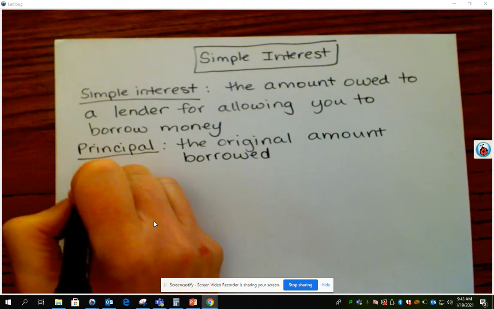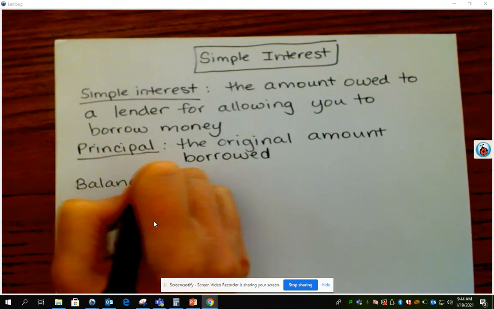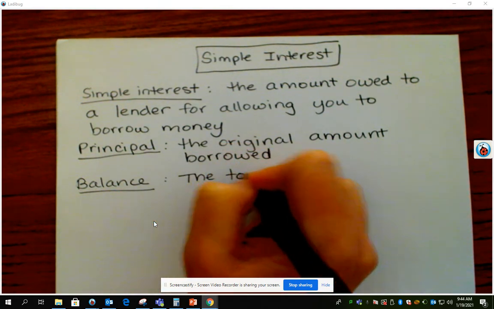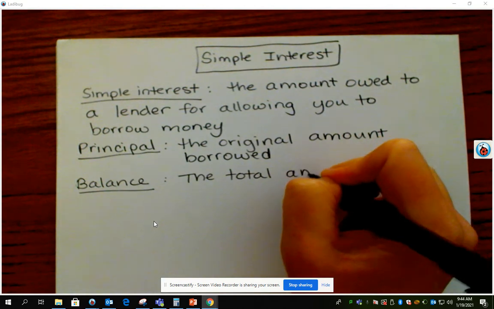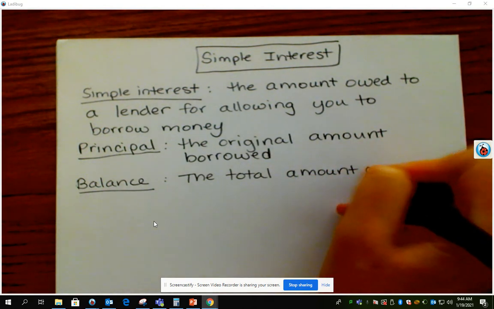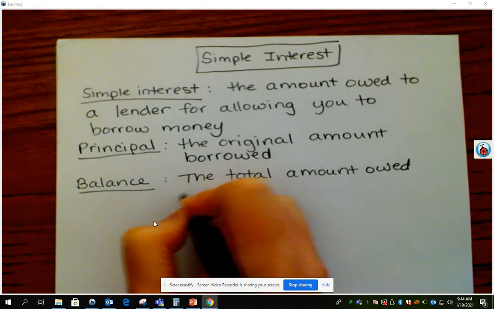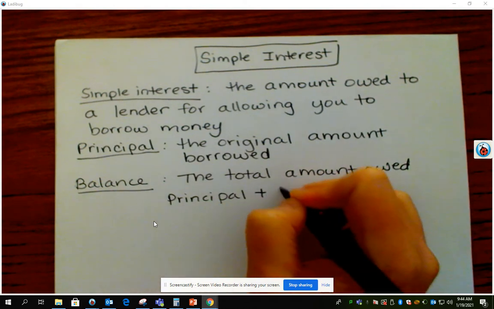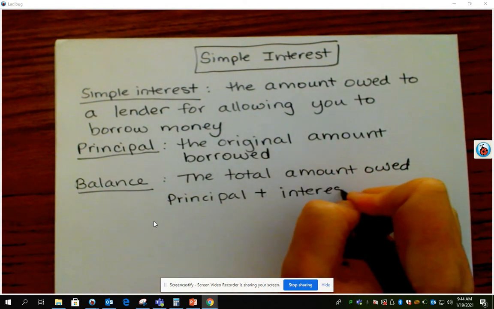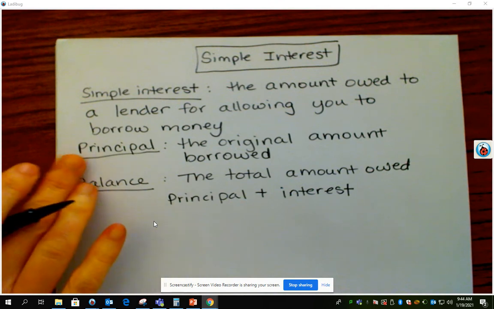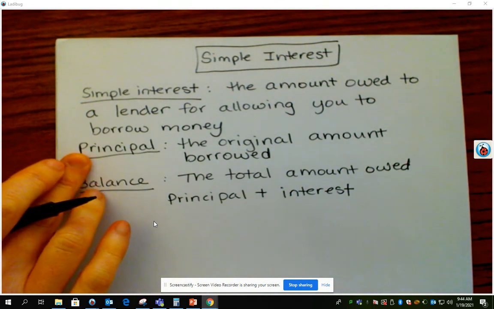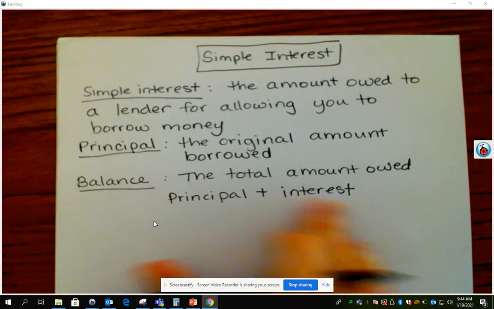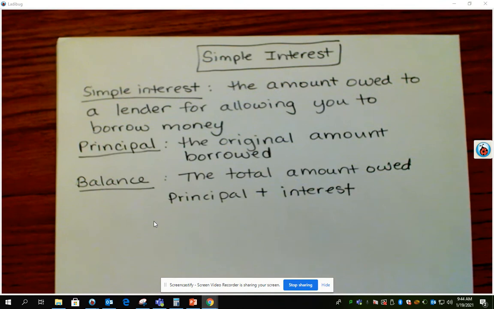Okay? Now the balance of a loan is the total amount owed. And that is simply the principal, the original amount, plus the interest, what you're paying for borrowing the money. So when you want to borrow money, you have a principal amount that you need. They're going to charge you interest for lending you the money, and the balance due is both of those things, the money you borrowed plus the interest.